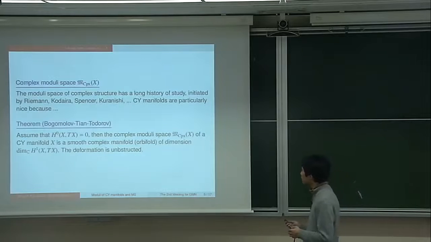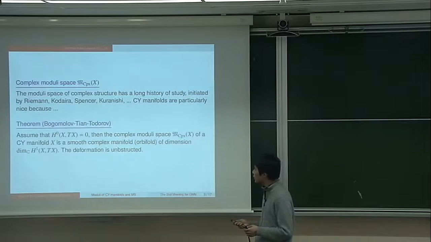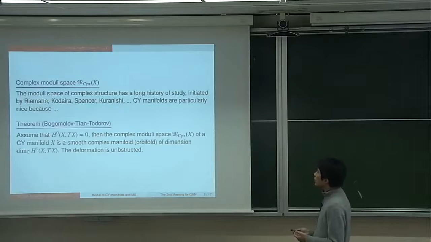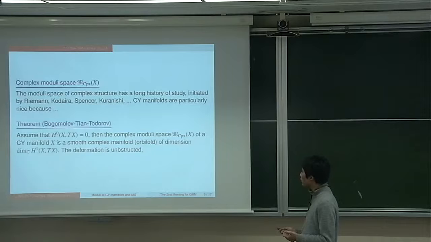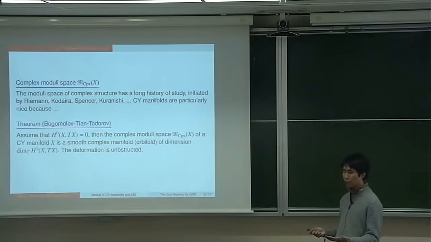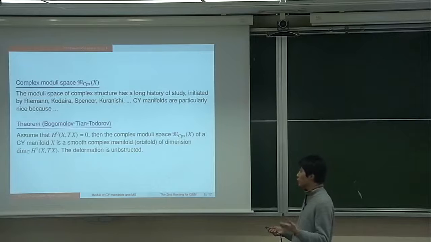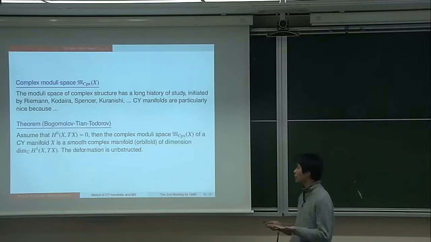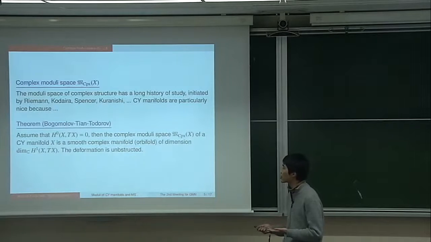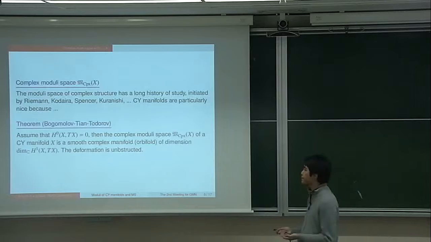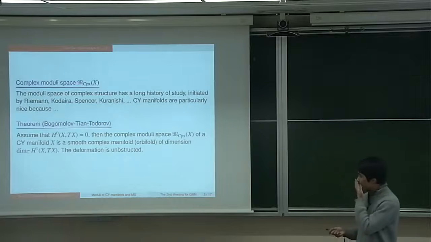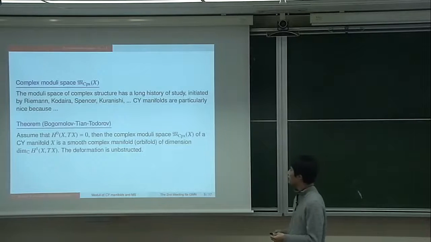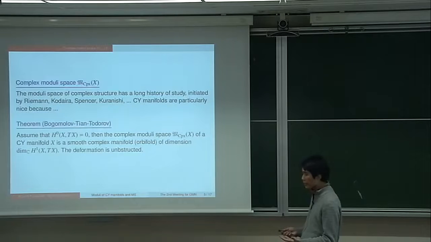Calabi-Yau manifolds are particularly nice because of this theorem by Bogomolov and Todorov, claiming that assuming this vanishing of cohomology, which basically means there is no continuous automorphism, then the complex moduli of the Calabi-Yau manifold is a smooth complex manifold or orbifold of dimension H^1 of the tangent bundle. More precisely, the deformation is unobstructed. So the space is nice because of this theorem.